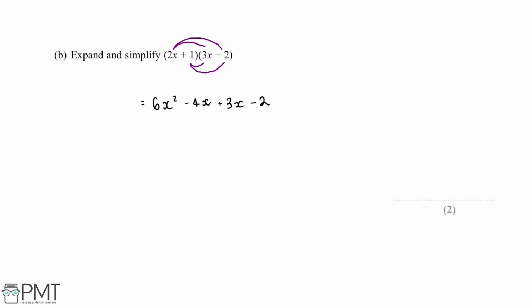So now the final thing we need to do is simplify down this expression. And the terms we'll need to simplify are these x terms in the middle. So negative 4x plus 3x will give us negative x. And this is our final answer. Now this question's worth 2 marks. We'll get 1 mark for the original expansion and the second mark for the correct answer.